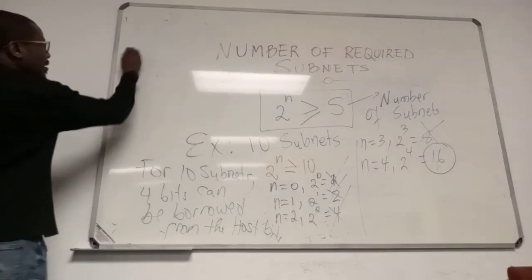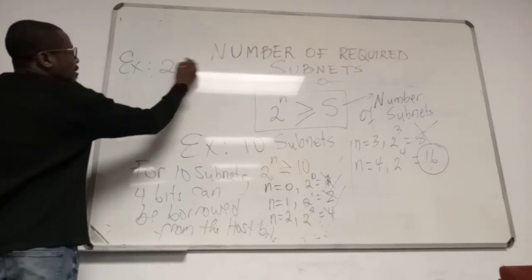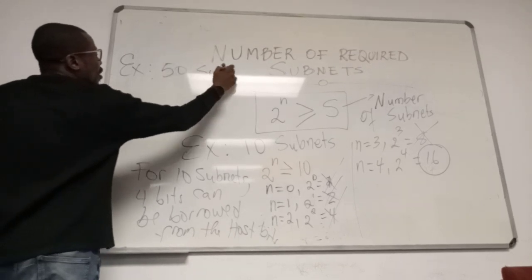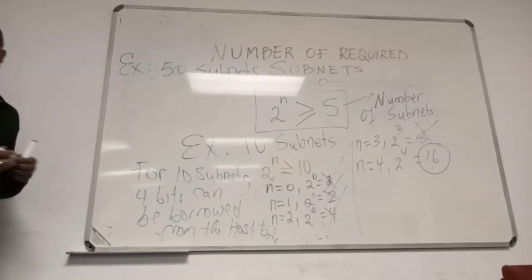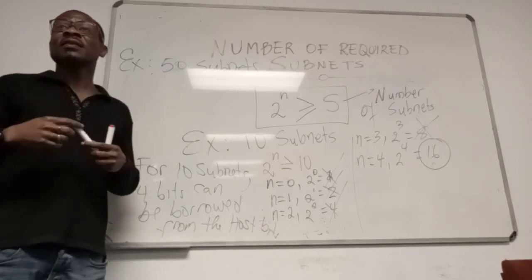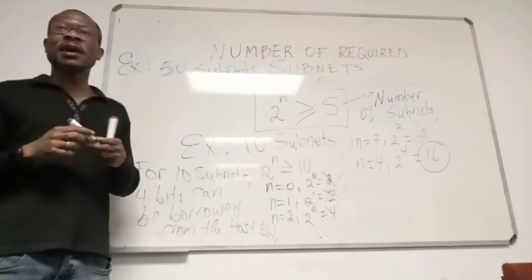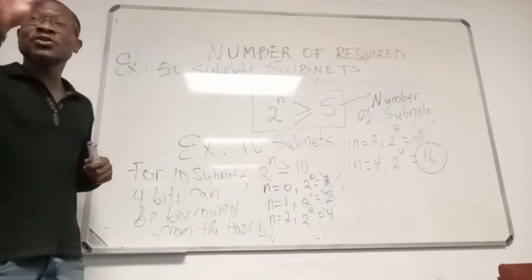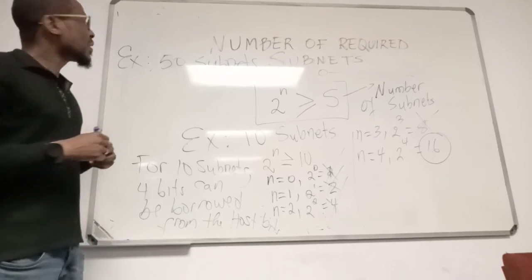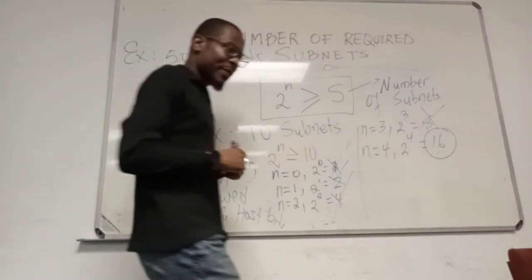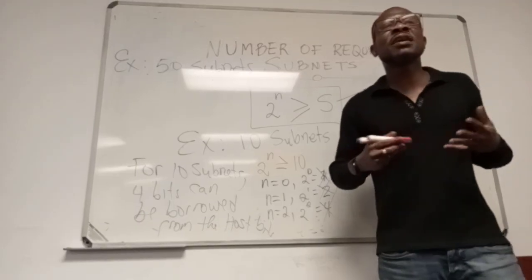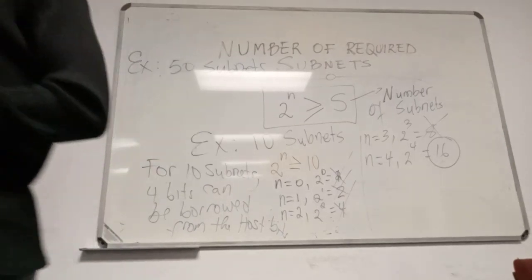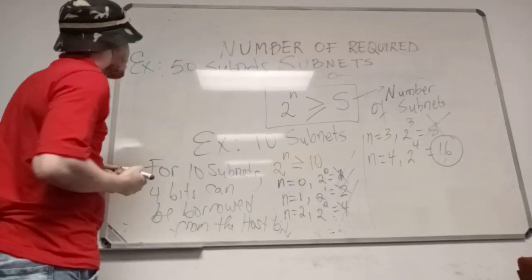Let me give another exercise. Let's say we want 50 subnets. Who's going to find it for me? Matome, come. 50 subnets, right? Let's see. The requirement maybe is 50 departments. What's going to be the number of bits that we are going to borrow?